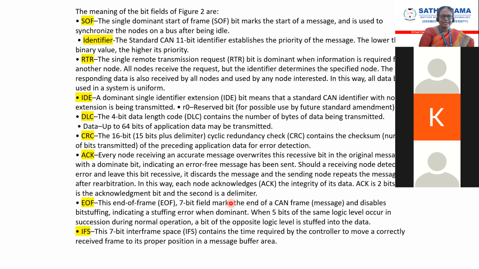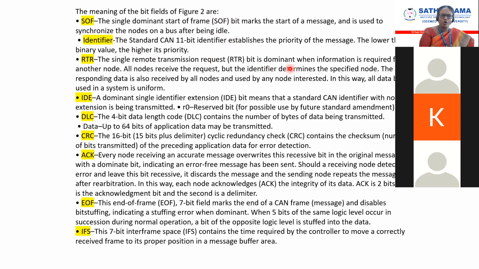Now you can see what all these fields are. SOF. SOF means I am specifying the start of the frame, not a bit, because we have nearly 150 bits of data in a single frame. So we have the start of the frame. Identifier is nothing but to establish a priority of the message. The lower the binary value, the higher the priority.